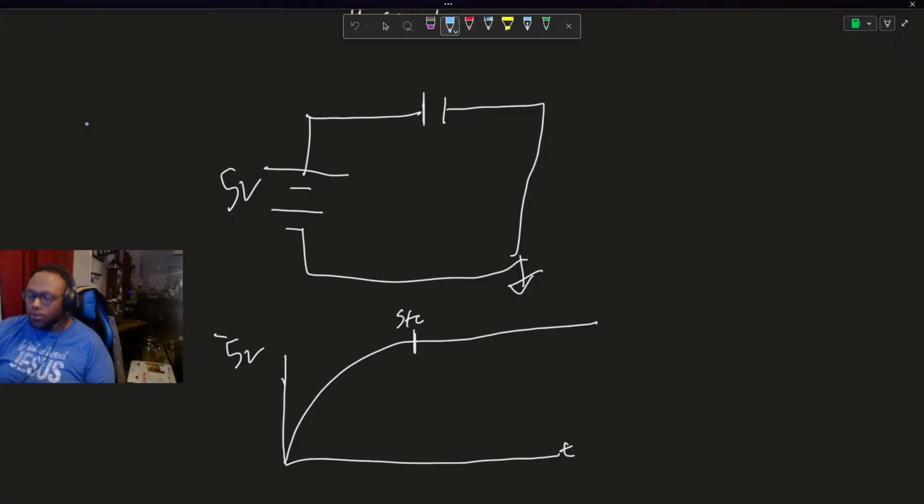That's where it's sitting at 5 volts, and usually that's within 5 tau or 5 time constants. And then tau is actually determined by the resistance multiplied by the capacitance. It's 1 over square root of RC, if I remember correctly. I think that's it.